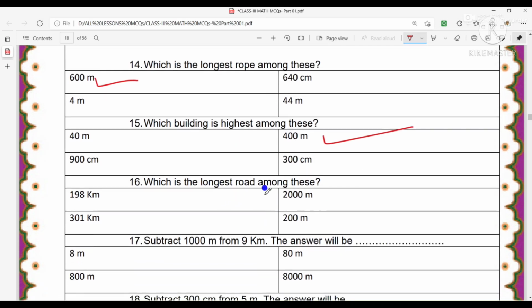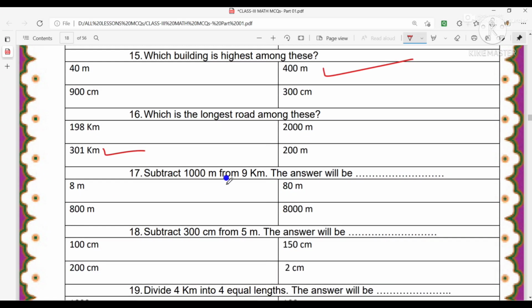Then which is the longest road? Longest road. Which one? 301 kilometer. Subtract 1000 meter from 9 kilometer. So 9 kilometer equal to 9000 meter. So 9000 meter minus 1000 meter equal to 8000 meter.